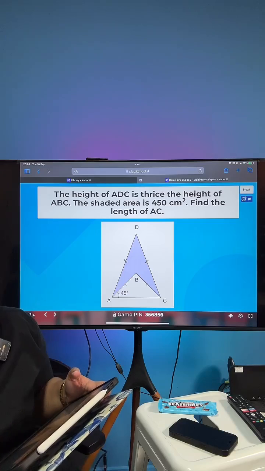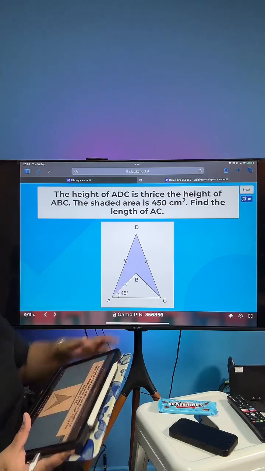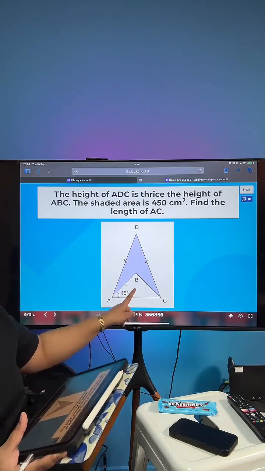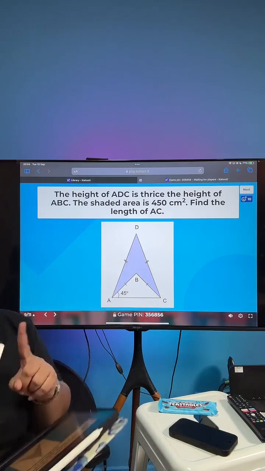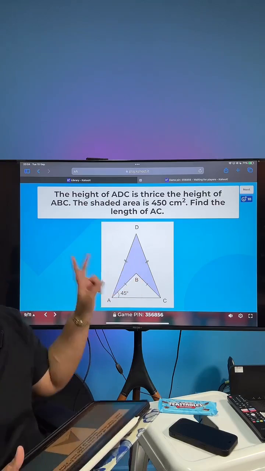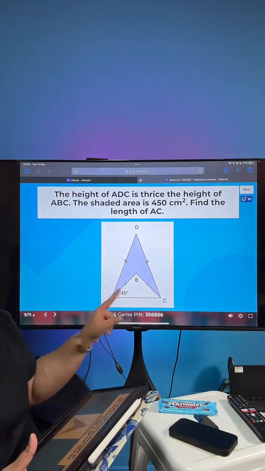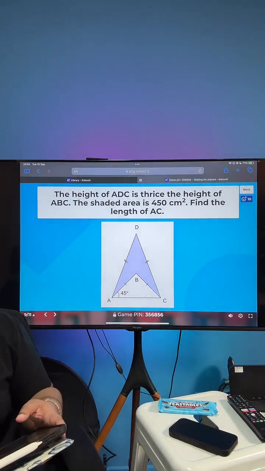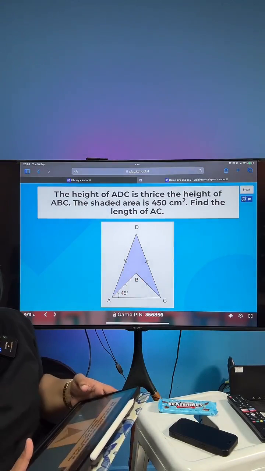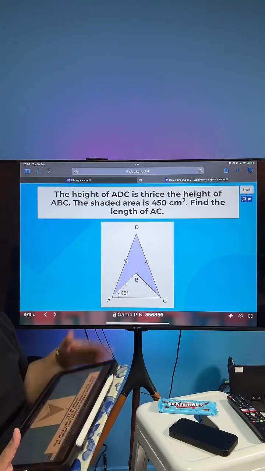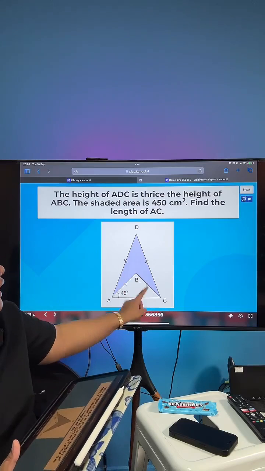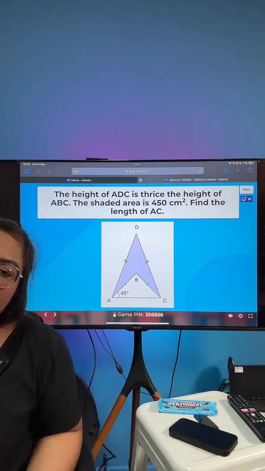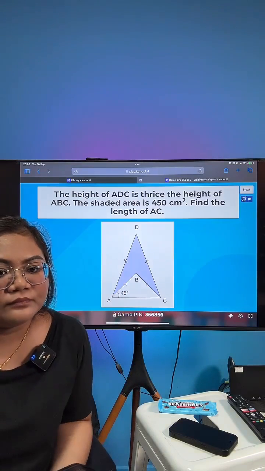Alright, P6 math. So that means the big triangle will get 3 units. The white one, the small one, will get 1 unit. So that means the shaded one is 2 units, which means we can focus on the white one, which is 1 unit. 450 divided by 2 gives us 225. But then, with the area here, how do we find the length of AC? If the area is 225, how to find the length of AC?